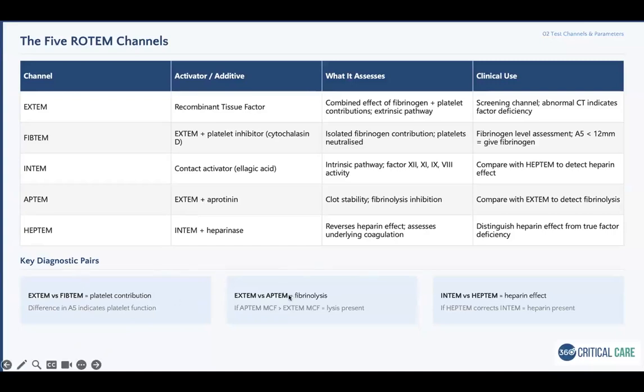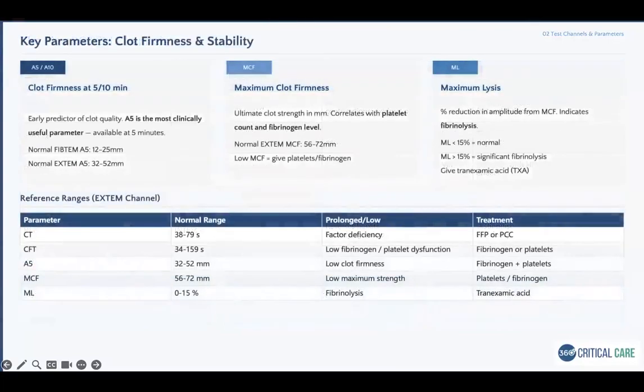Okay, I talked about fibrinolysis. So EXTEM and FIBTEM are compared. If FIBTEM maximum clot firmness, MCF, is more than EXTEM MCF, that means there is a lysis present. Okay, maximum clot formation. And then I talked about INTEM and HEPTEM. If the abnormality is corrected in HEPTEM, that means you have heparin that is causing the bleeding. It will be a bit obvious when we talk about the clinical cases, right?